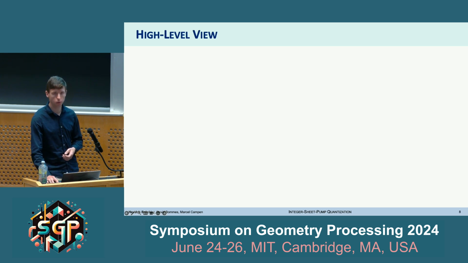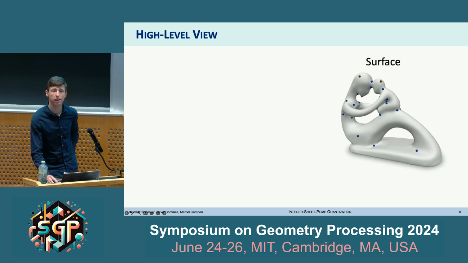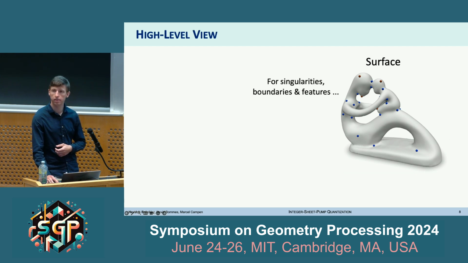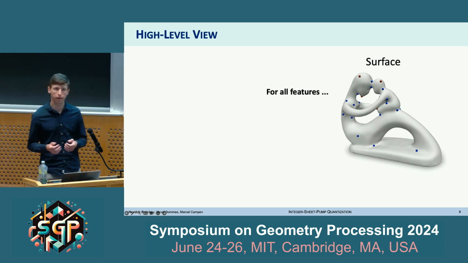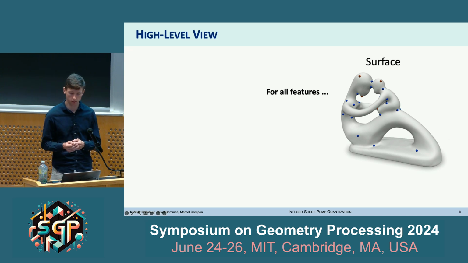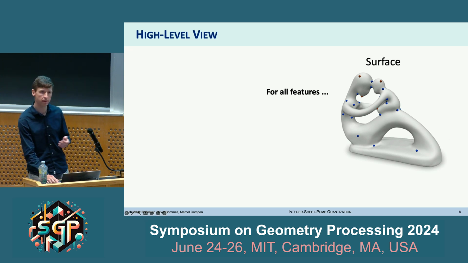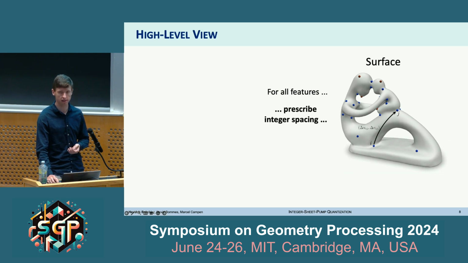Quantization has been treated first for quad meshing on surfaces. Just like in the volume, the points of interest here are singularities, boundaries, and features. We will refer to any of these simply as features in the following. These features are spatially fixed throughout the remeshing process, and that makes them ideal reference points for prescribing numbers of layers of quads to be inserted in between them. And these numbers of inserted layers can be represented as integer spacings.